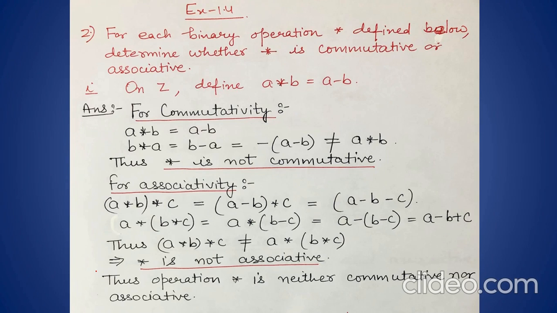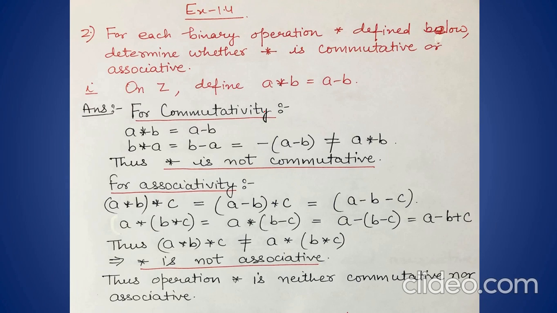हमें इस क्वेश्चन के डिफरेंट पार्ट्स दिए हुए हैं और हर पार्ट में एक ऑपरेशन दिया हुआ है स्टार बाइनरी ऑपरेशन और हमें चेक करना है वेदर स्टार इज कम्यूटेटिव और एसोसिएटिव. So first part says on Z is set of integers. Define a star b equal to a minus b. Now here the binary operation is a minus b.